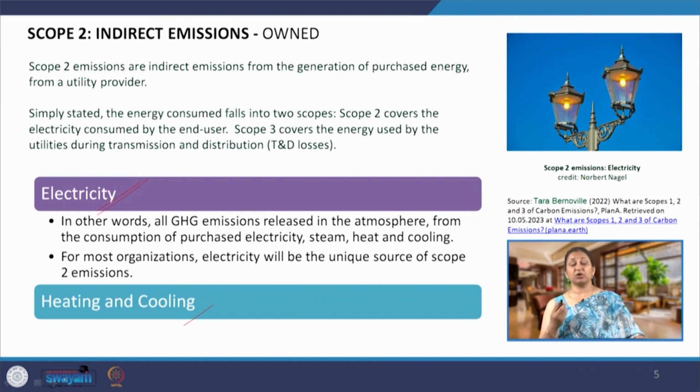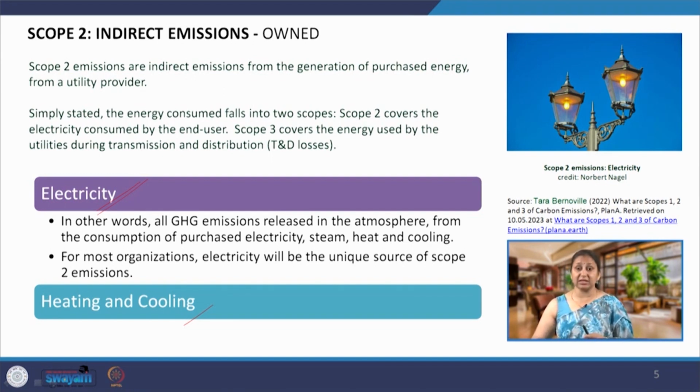So, this is what we are talking about in scope 2 indirect emissions, but only from the owned facilities, where the energy is directly consumed, but the emissions are produced somewhere else. This is under indirect emissions.